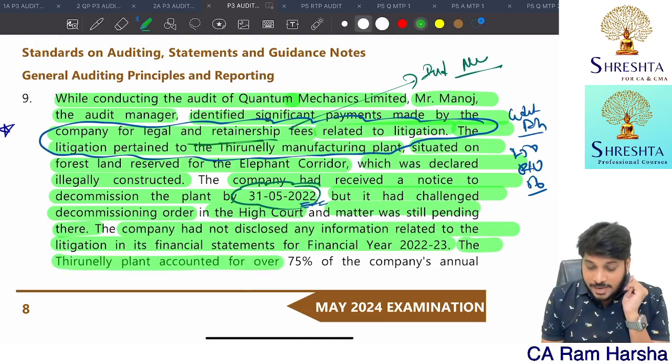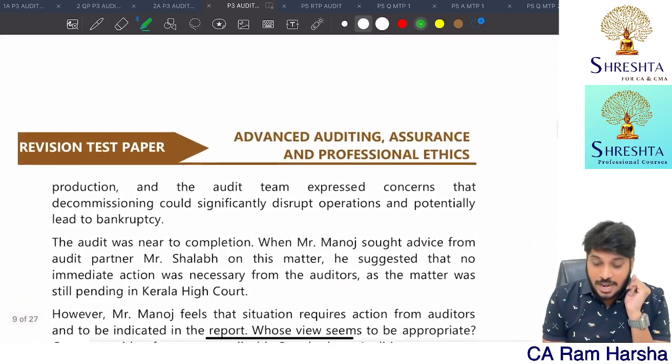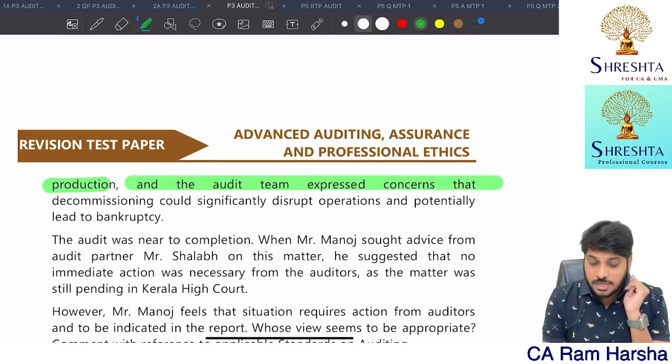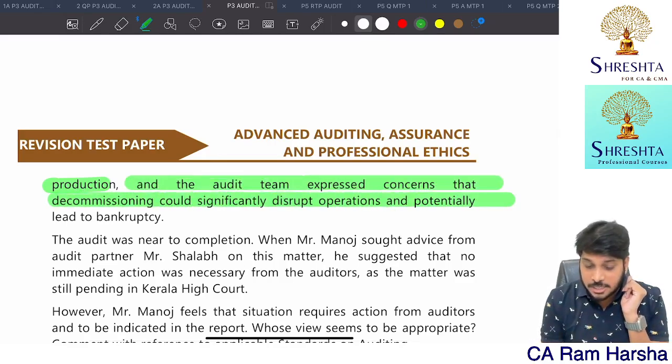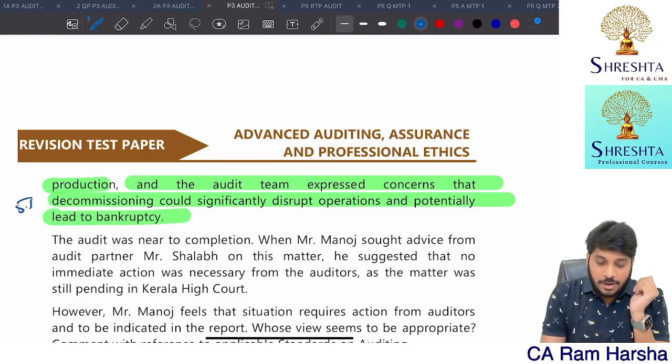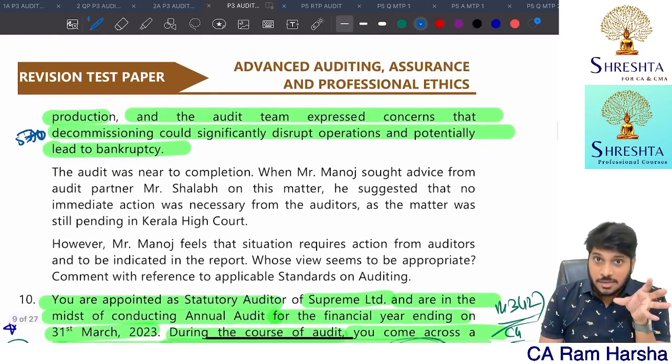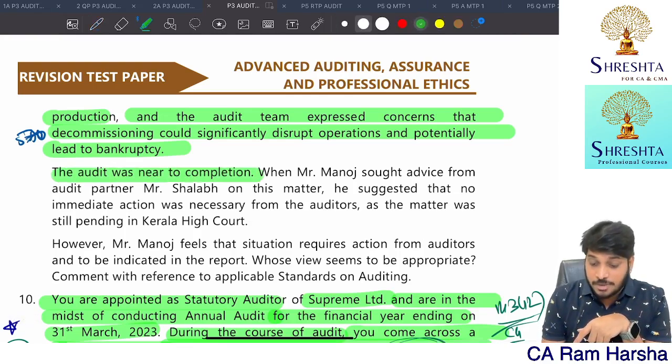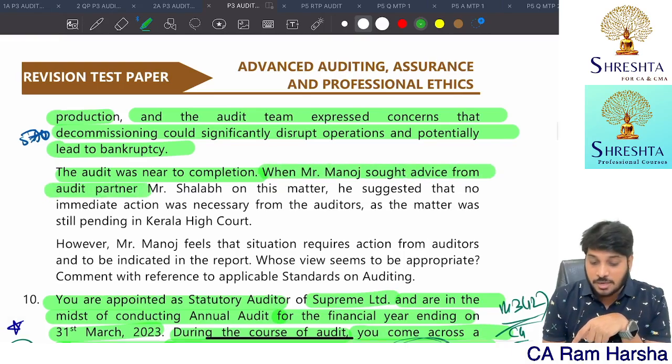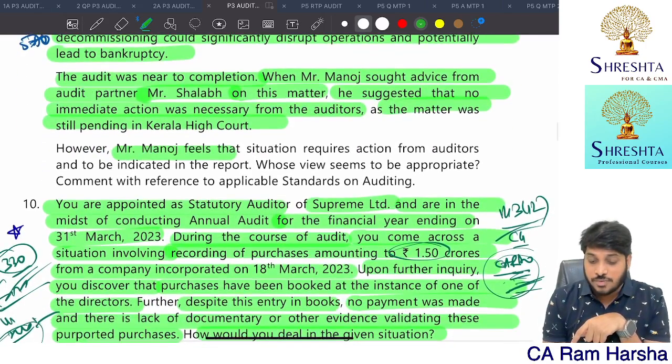The Tirunelli plant accounted for 75% of the company's annual production, and the audit team expressed concerns that decommissioning could disrupt operations and lead to bankruptcy. SA 570 also applies: material uncertainty related to going concern, nothing but that. The audit was near completion when Mr. Manoj sought advice from audit partner Shalab on this matter. He suggested that no action was necessary as the matter was pending in court. However, Mr. Manoj feels the situation requires action from the auditor and to be indicated in the report.